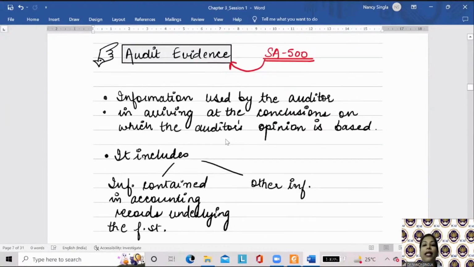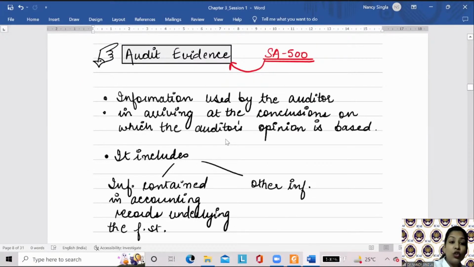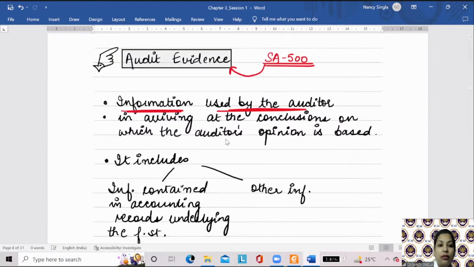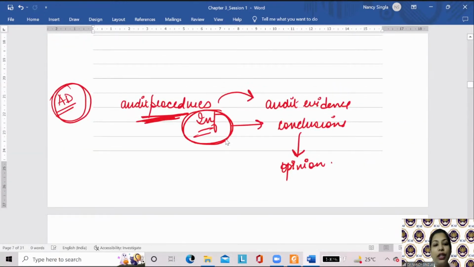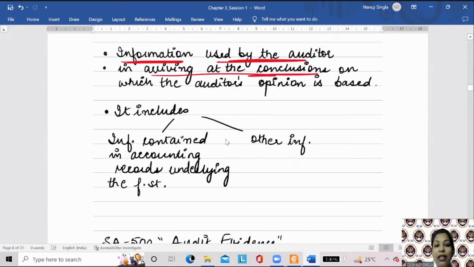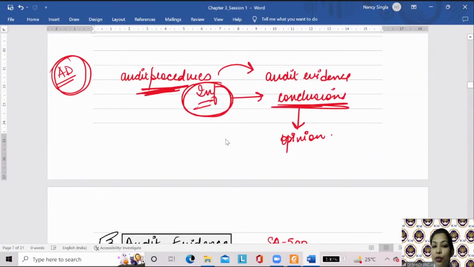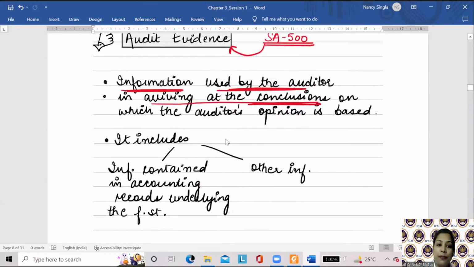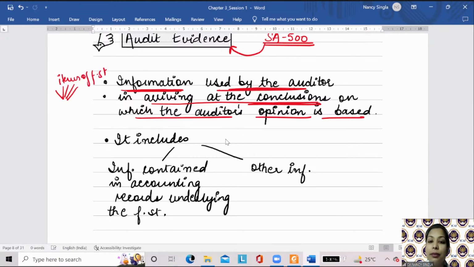Okay. Now I told you that SA 500, and the name is what? Audit evidence. So in terms of SA 500, the definition of the term audit evidence says that it is information used by the auditor in arriving at the conclusions about various items of the financial statement on which the auditor's opinion is based. So the auditor will obtain information with respect to various items of the financial statement, let's say building, plant and machinery, P&L items, all assets, all liabilities, and he will draw various conclusions with respect to all these items, and then he will draw his opinion.